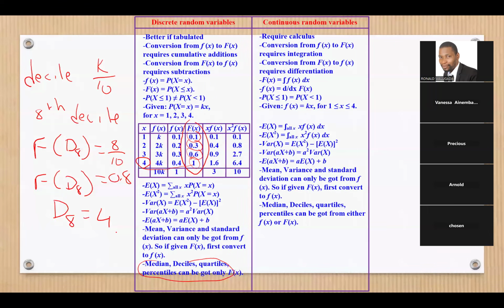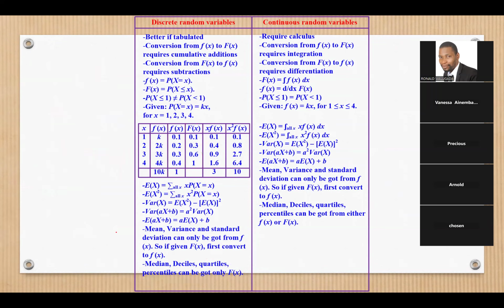Let me choose now for percentile. Let me say the 40th percentile. Is decile okay, Arnold? Yes, sir. Okay.